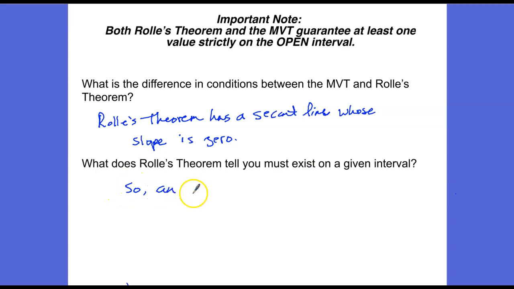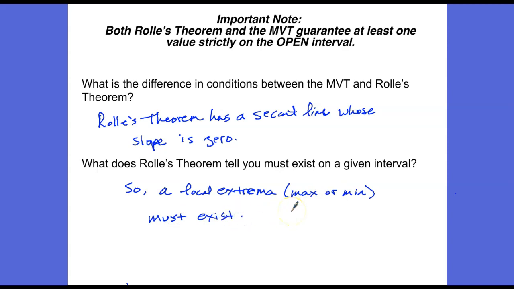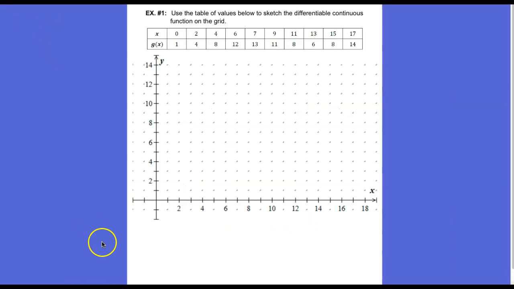An extrema. Now, it goes without saying, but maybe I should say it anyway. It's a local extrema because it's on an interval. So a local extrema, a max or a min, must exist. How do we know that it's a max or a min? Because those are the points that have horizontal tangent lines or slopes of 0. That's an important idea. That's something we're going to come back to later when we look at something called the first derivative rule.